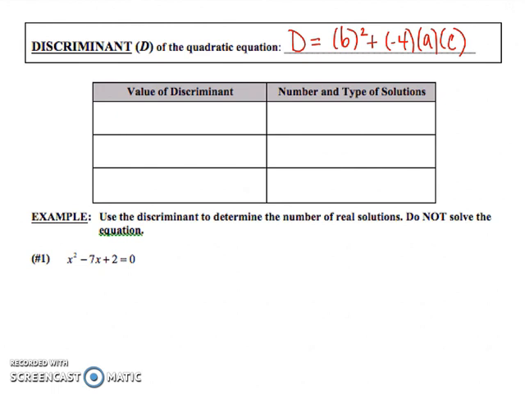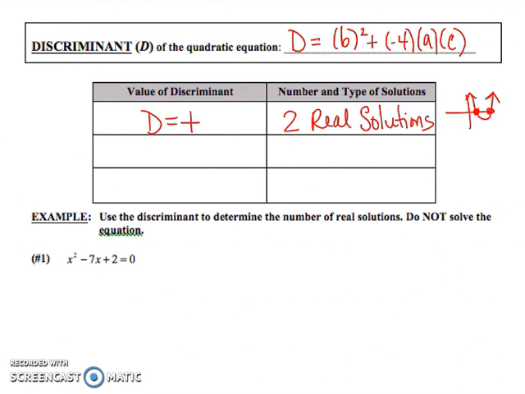So obviously, if you're calculating the value of b squared plus negative 4ac, there are three possibilities. The first possibility is that your discriminant comes out to be a positive number under your square root. This tells you that you are going to have two real solutions for your quadratic equation. Graphing wise, hopefully you remember that that means you're going to have two places where your parabola crosses the x-axis. That's what two real solutions looks like.